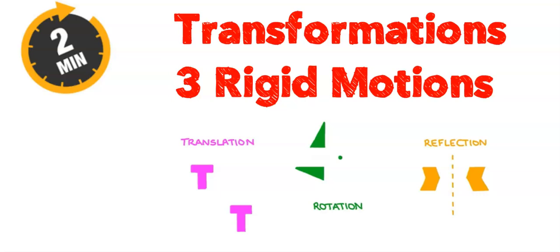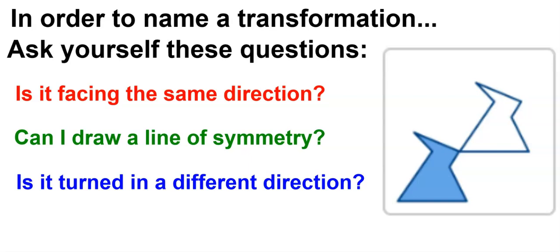Transformations, 3 rigid motions. The 3 rigid motions are translation (slide), rotation (turn), and reflection (flip). In order to name which transformation has occurred, you'll need to ask yourself these 3 questions to decide which transformation is actually happening.